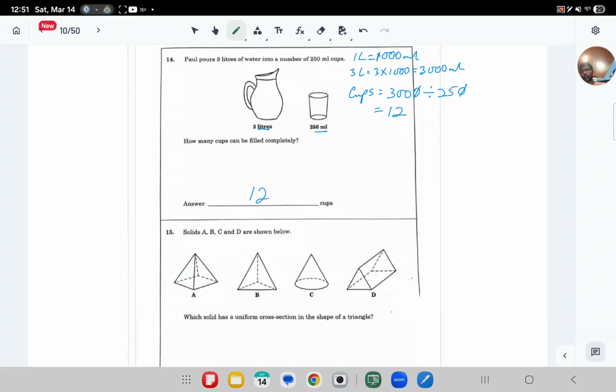Number 15, solids A, B, C, D are shown below. Alright, which solid has a uniform cross section in the shape of a triangle? Very simple. We all know that shapes that have uniform cross sections are prisms. So only prisms have uniform cross sections. So for example, like a cylinder, cuboid, triangular base prism. Looking at this here now, we realize that the only prism it has here is D. Alright, so the answer is D.